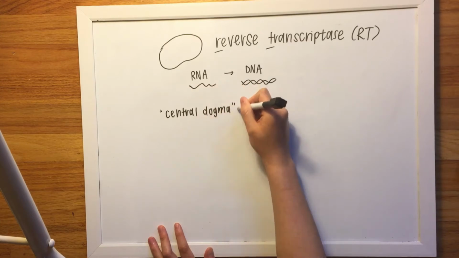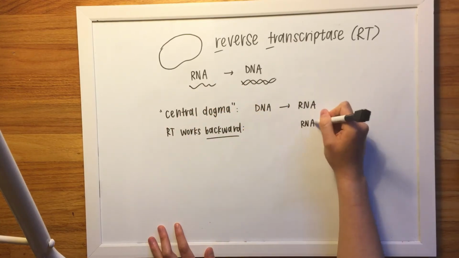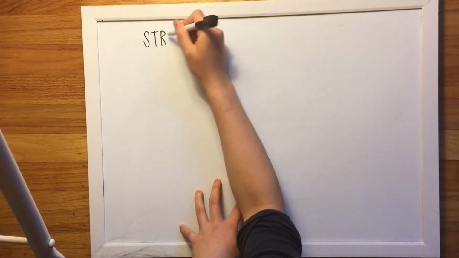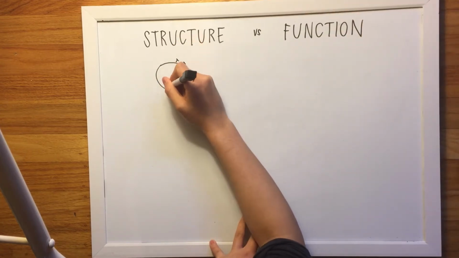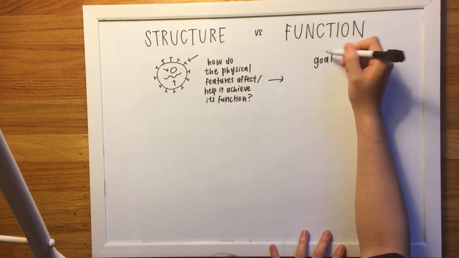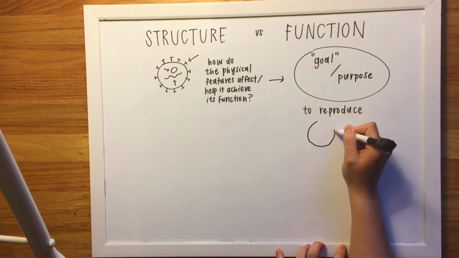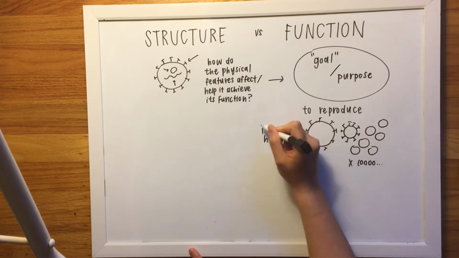This goes against the central dogma of biology, which states that DNA must be transcribed into RNA. Reverse transcriptase works backwards, hence its name. As with many scenarios in the world of biology, retrovirus' structure and function are closely intertwined. The evolutionary goal of life on Earth is to preserve genetic material through replication and reproduction, but viruses require a host to help carry out this process.